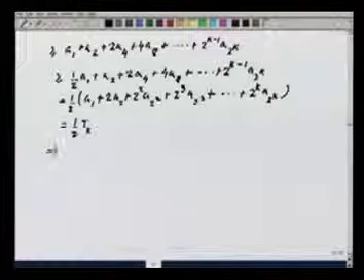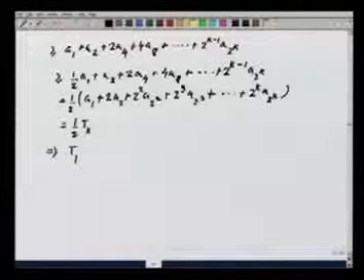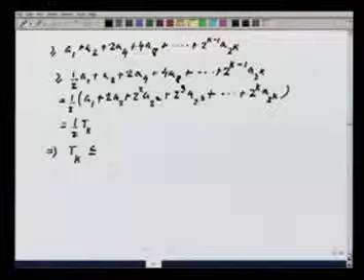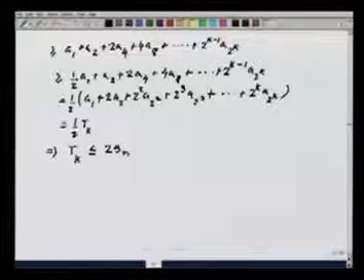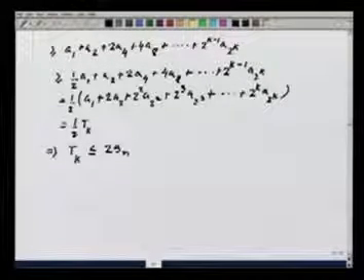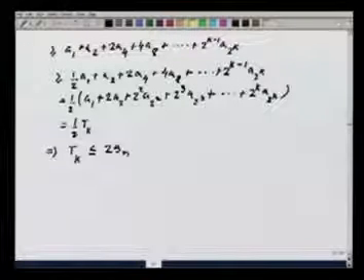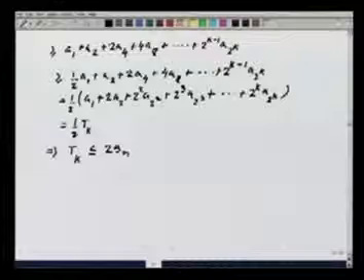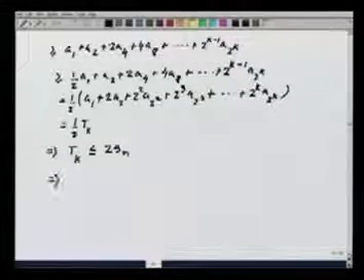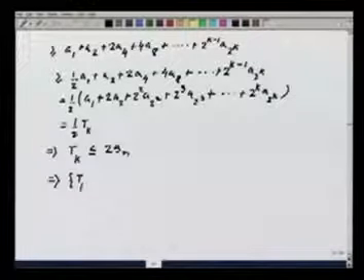This then would imply that tk is less or equal to 2 times Sn. Now, since the an's are non-negative and I have assumed that summation an converges, that implies that the sequence of partial sums Sn is a bounded sequence. That means the sequence 2Sn is also a bounded sequence. This implies that tk is a bounded sequence.